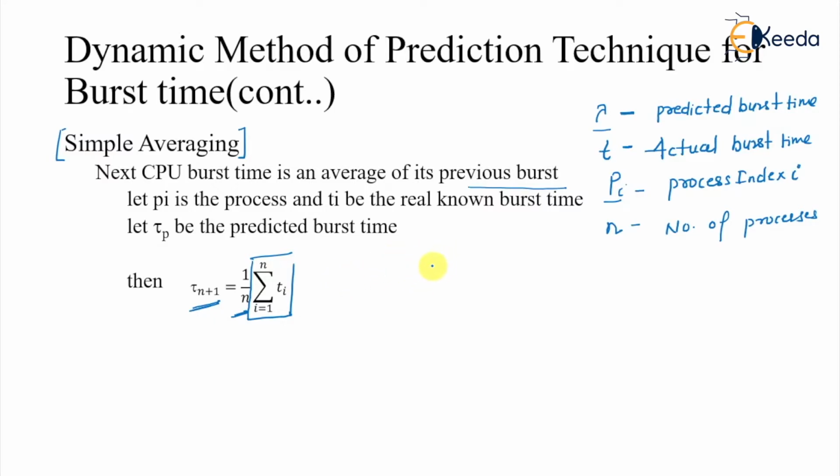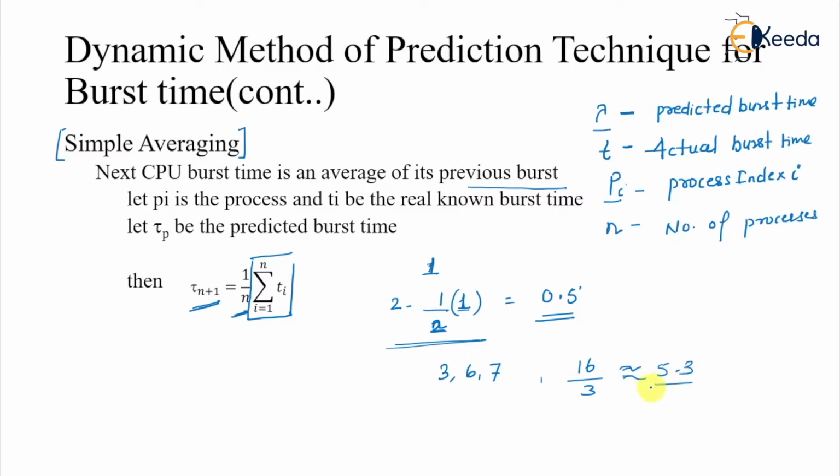Suppose the first process arrives and its actual burst is 1. For the second, the predicted burst time will be 1 over n, with only one burst there. It is not a very good estimation, as we are simply averaging. Take another example with bursts 3, 6 and 7: the next prediction will be (3 plus 6 plus 7) divided by 3, which is around 5.3. That is the simple average prediction.